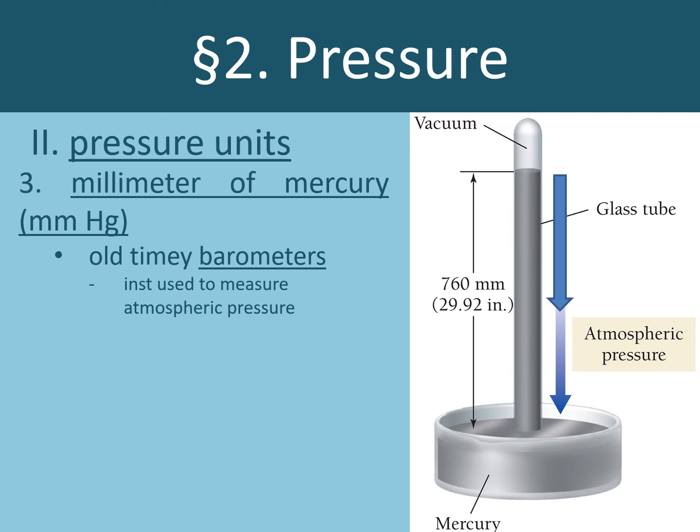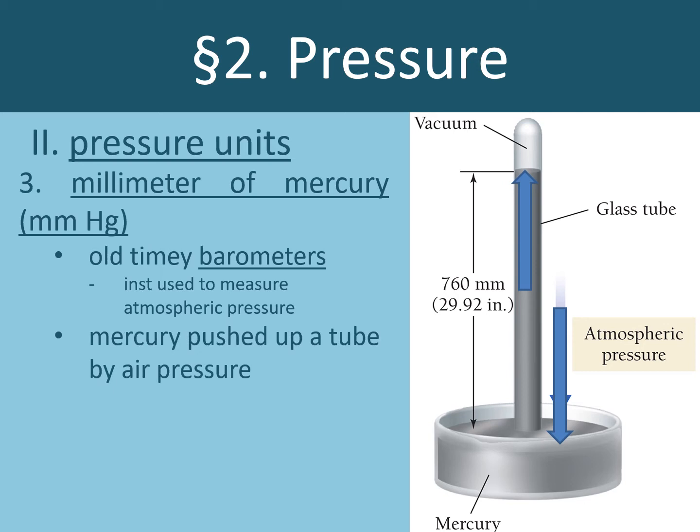The mercury in the tube does not completely empty into the dish because the atmosphere exerts a force, air pressure, on the dish of mercury. This pushes the mercury up and into the tube, countering the downward pull of gravity. The height of the mercury in the tube on average is 760 millimeters. Hence the name of the unit, millimeters of mercury.